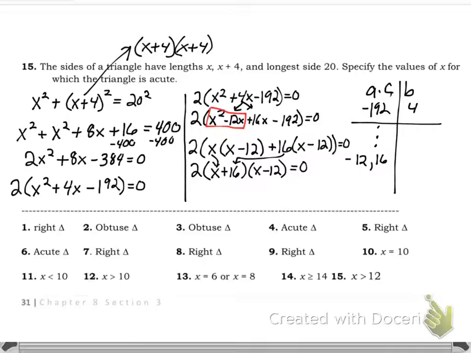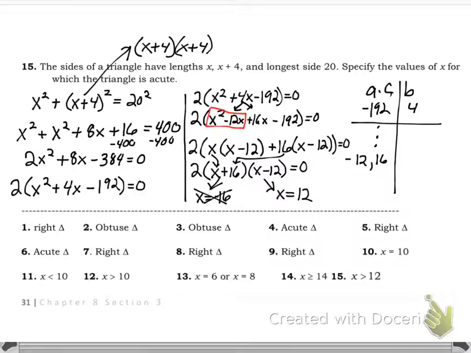So either our x is going to be positive 12, because 12 minus 12 is 0, that will give me 0 using the zero product property, or my x is going to equal negative 16. Can I have a negative 16 length? No. No. So, not in geometry. So either x equals negative 16, which does not work, or x equals 12.